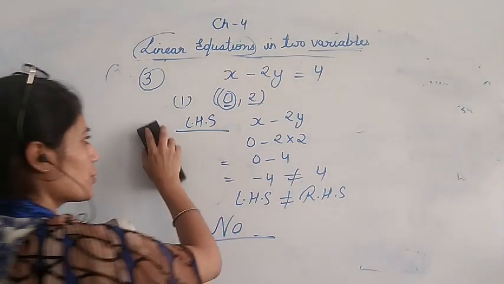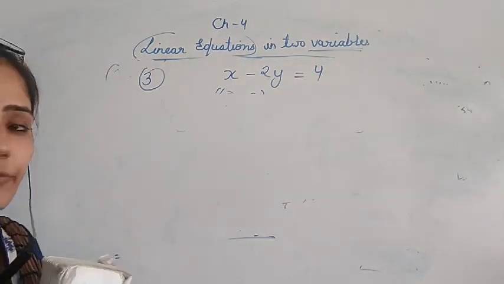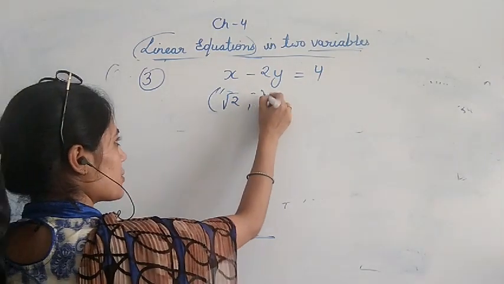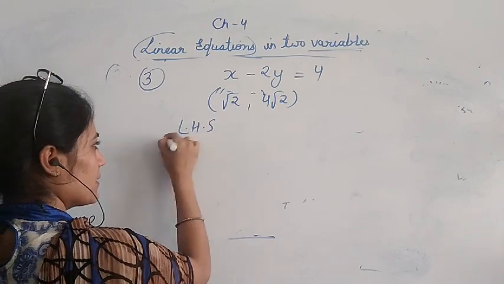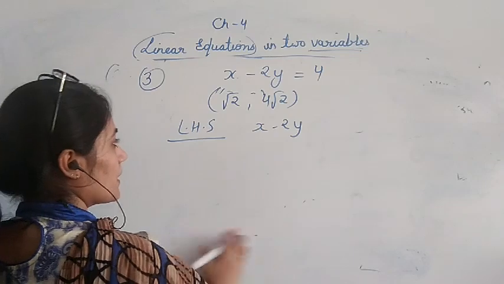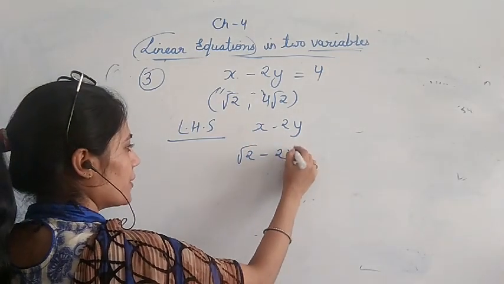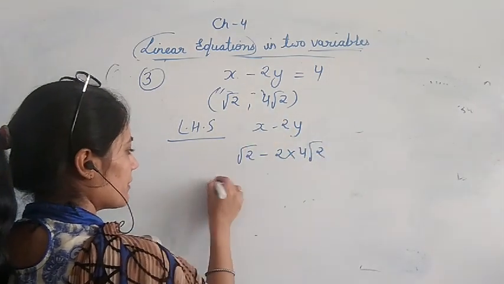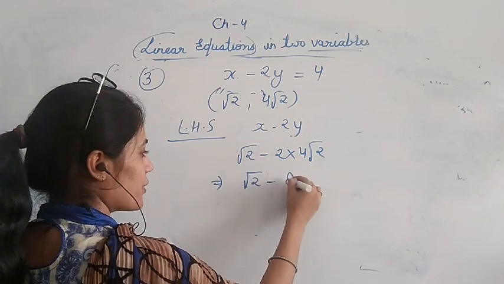Root 2 and 4 root 2. Now I am taking root 2 and 4 root 2. We have to check whether this is a solution of the equation or not. Again, LHS I will take, x minus 2y. What x? Root 2 minus 2 into, at the place of y, 4 root 2. What will come? Root 2 as it is. Minus 2 into 4, minus 8 root 2.